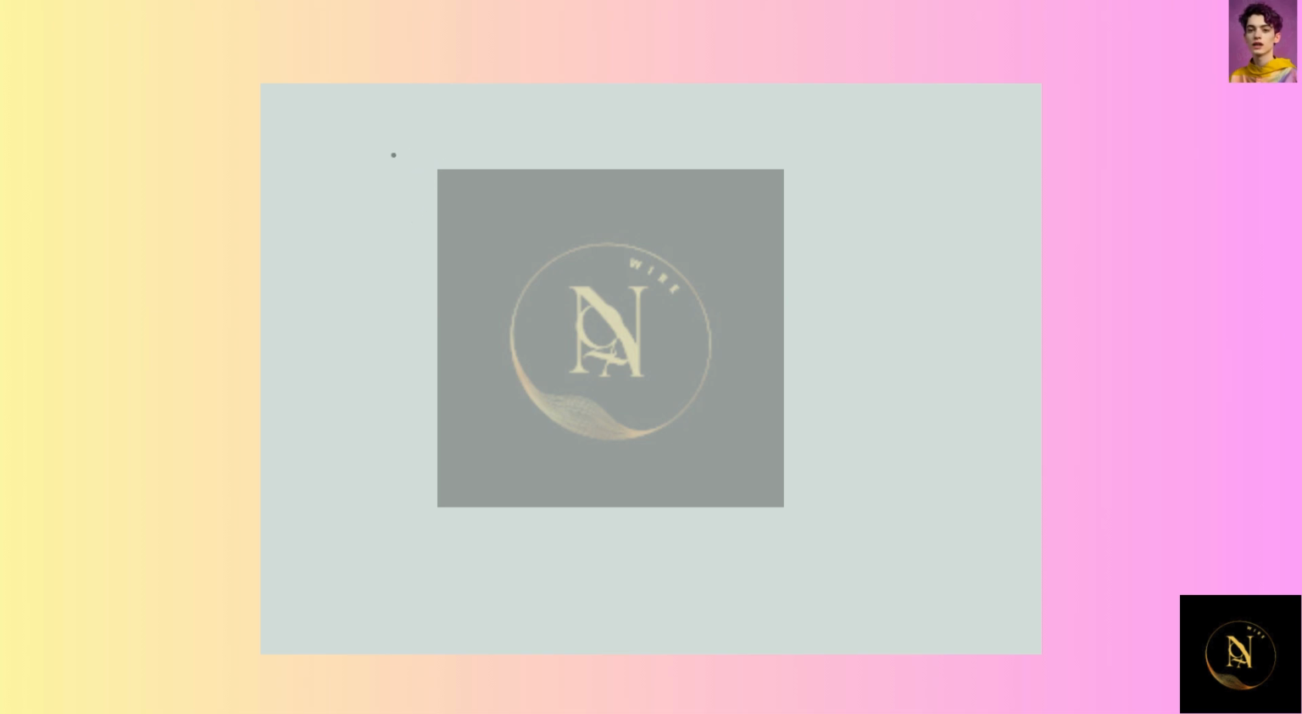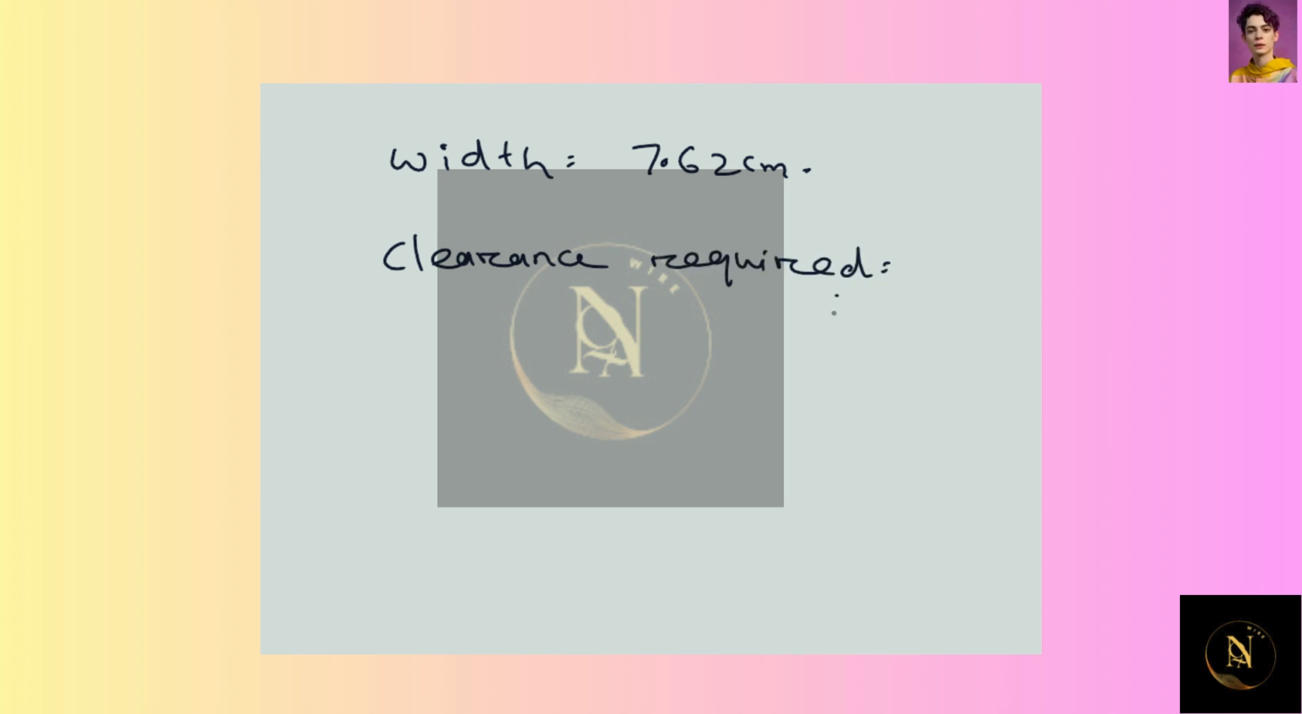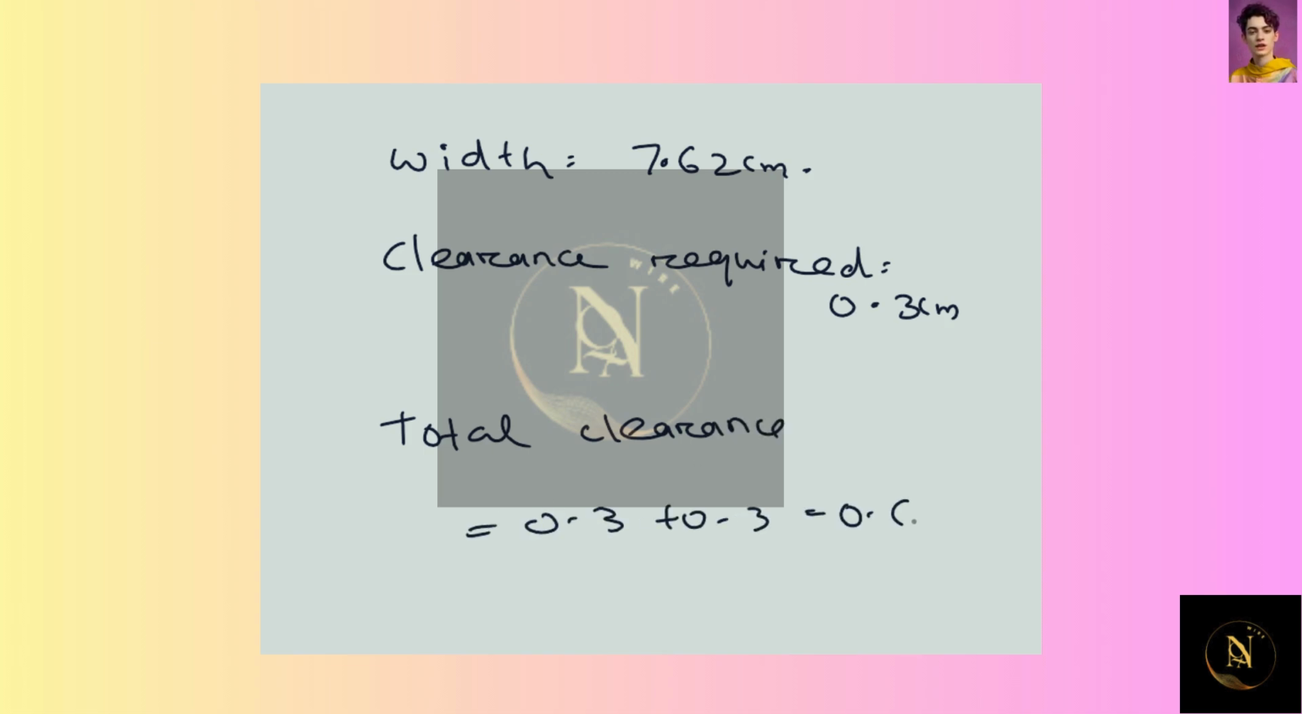Hello students, to calculate the width of the hole we need to add the clearance on both sides. Given junction box width equal to 7.62 centimeter, clearance required equal to 0.3 centimeter. Total clearance equal to 0.3 plus 0.3, that is equal to 0.6 centimeter.